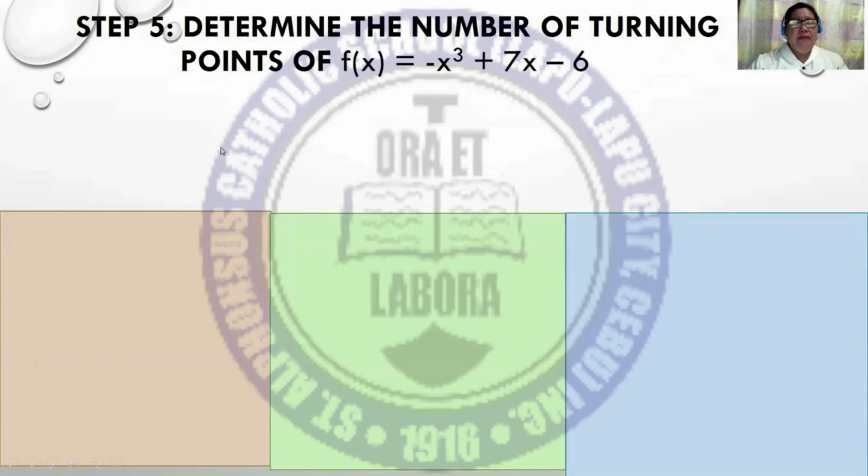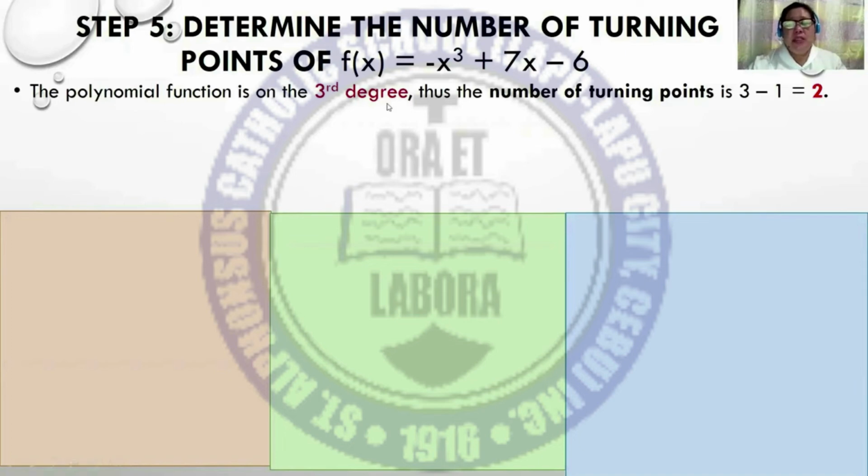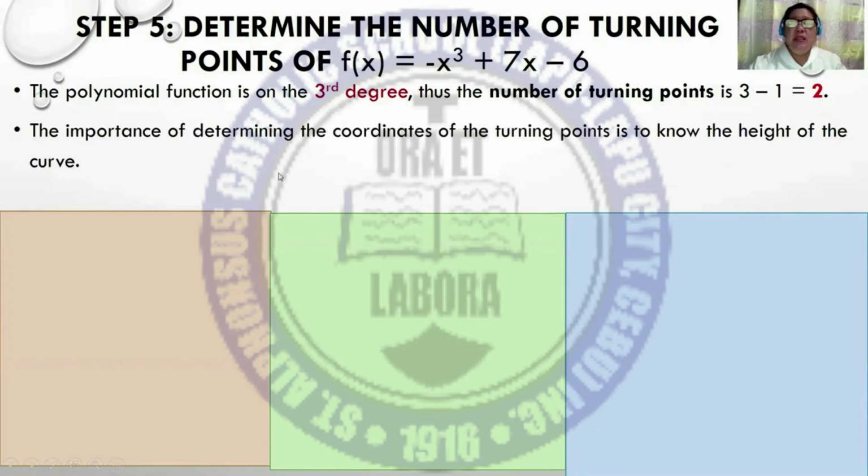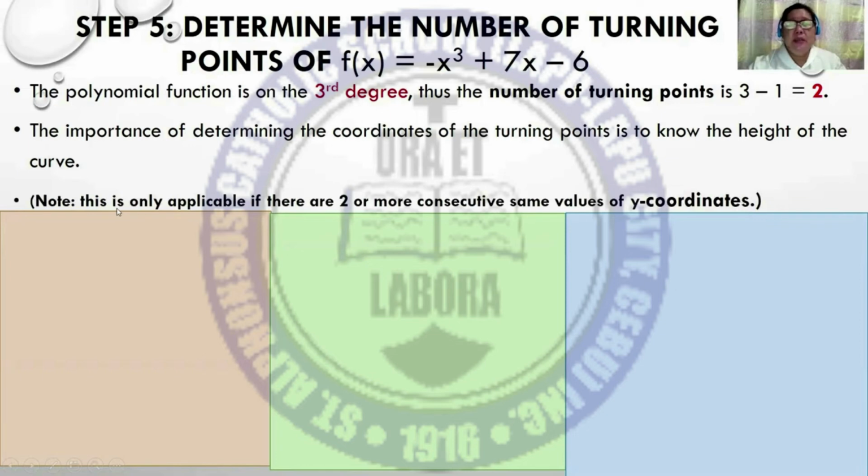Next, step 5. Determine the number of turning points of the given function. Since the polynomial function is of the third degree, the number of turning points is 3 minus 1, which is 2. The importance of determining the coordinates of the turning points is to know the height of the curve. Take note, this is only applicable if there are 2 or more consecutive same values of y coordinates.